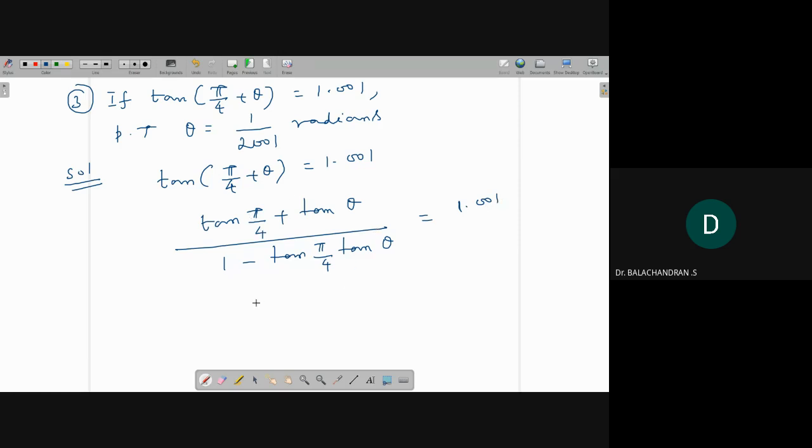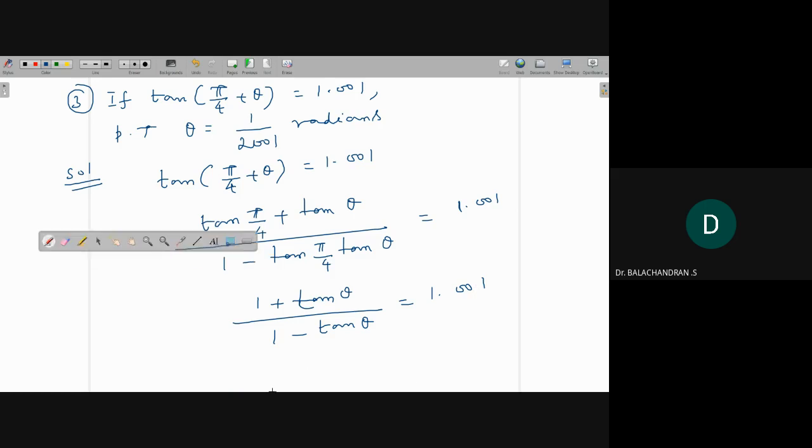Now tan pi by 4 is 1, so we get (1 plus tan theta) divided by (1 minus tan theta), which is equal to 1.001. So just cross multiply and collect tan theta separately and the constant term separately. If you cross multiply, you'll get 1 plus tan theta equal to 1.001 times (1 minus tan theta), that is 1.001 minus 1.001 tan theta.